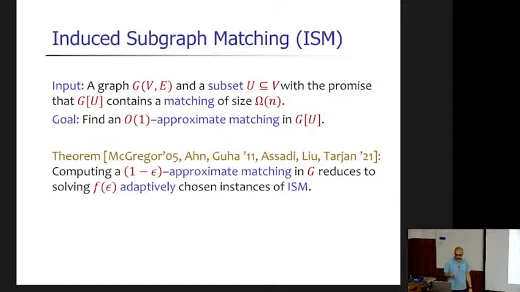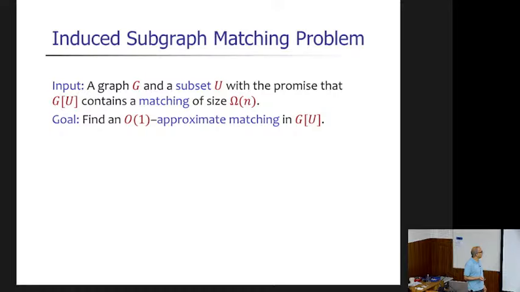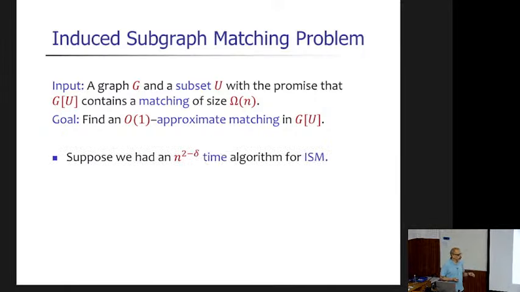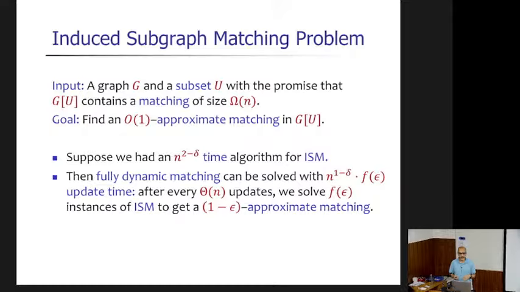Good. Okay, so what is this telling us? Well, suppose we had an algorithm that could solve ISM in n to the 2 minus delta time. Then we will actually get a fully dynamic matching algorithm which has an update time of n to the 1 minus delta.